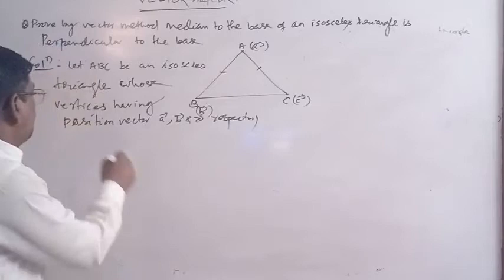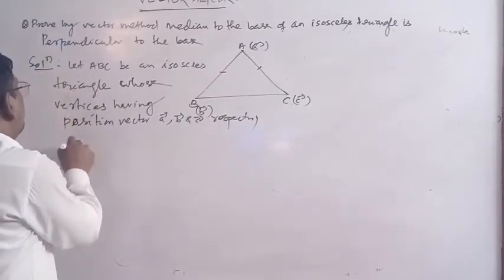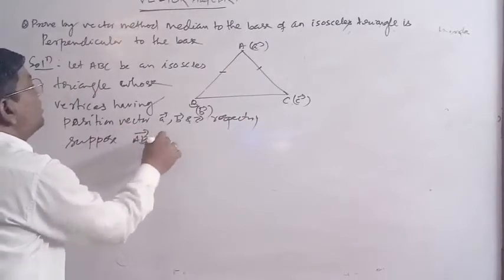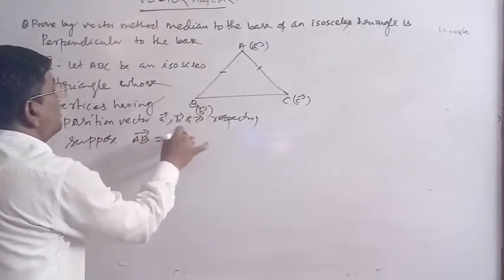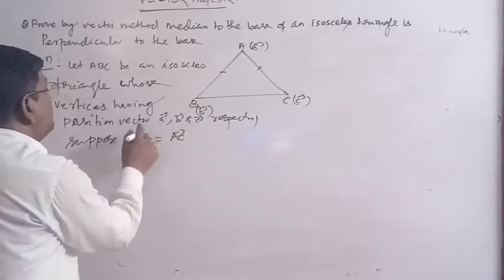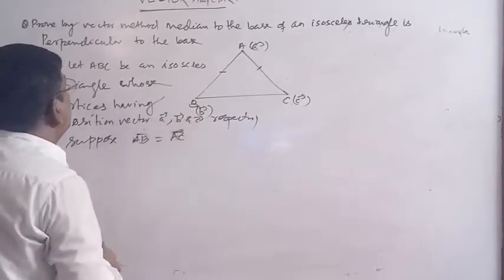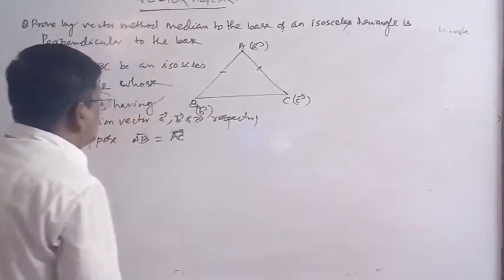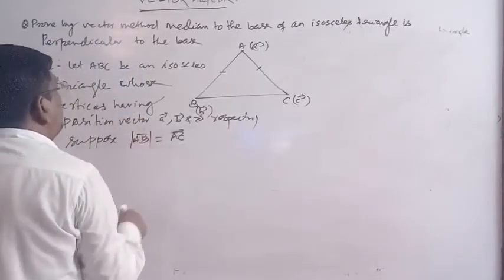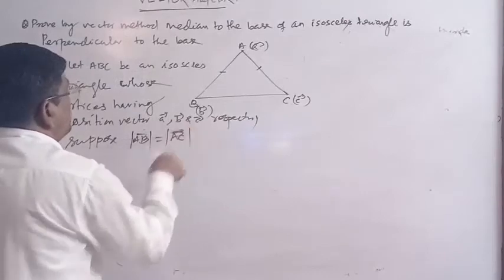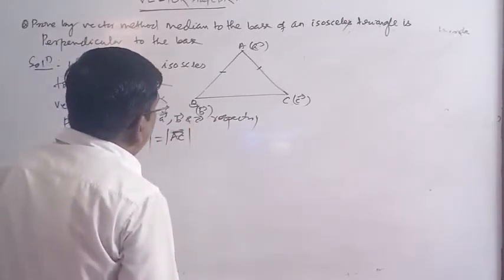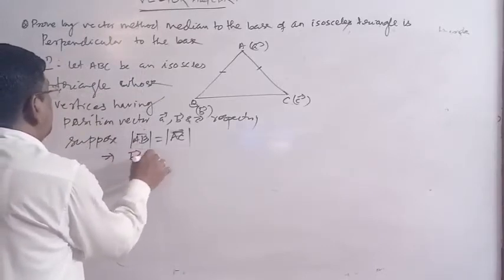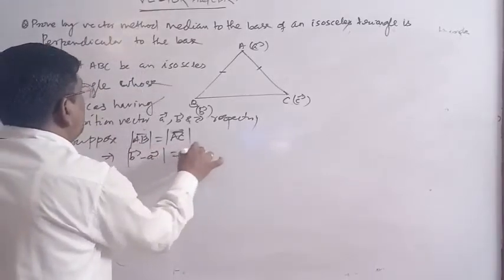Now suppose side AB is equal to side AC. So what happens here? That is, magnitude of AB is equal to magnitude of AC. Okay. So what happens here? AB means B minus A, whose magnitude is equal to the magnitude of C minus A.